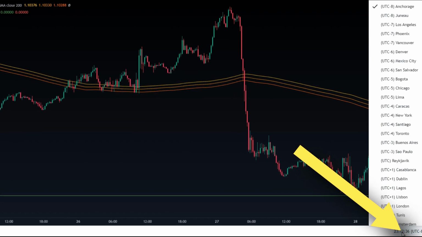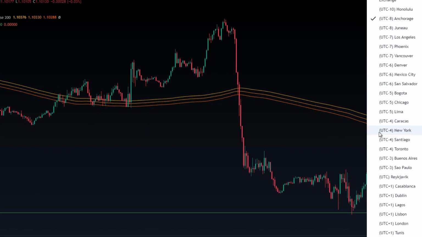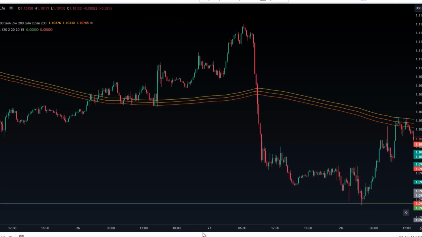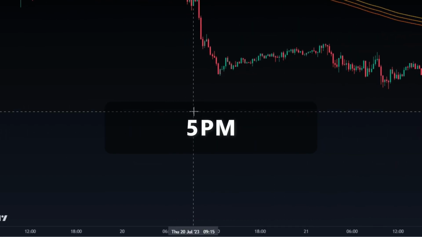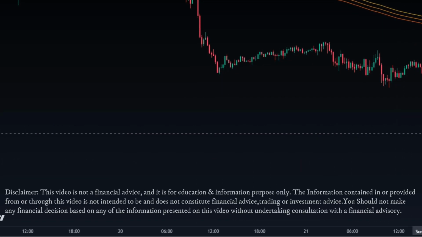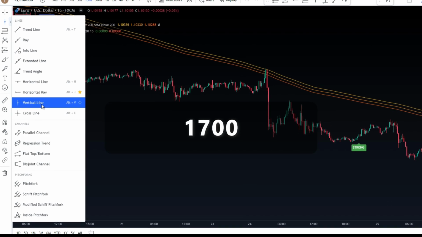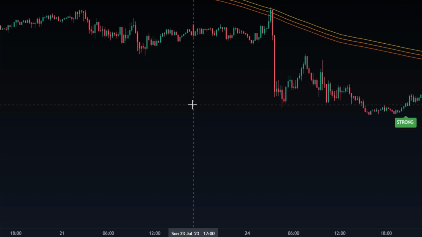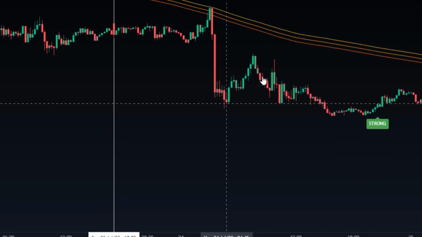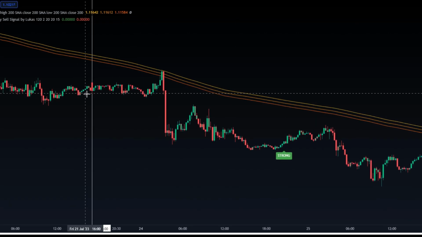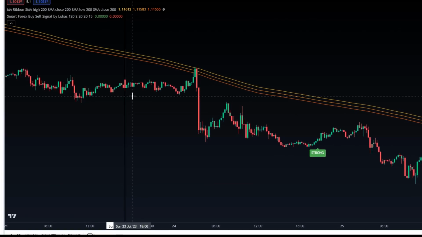For this strategy to work, we have to change the time zone to New York time, or -4 UTC for now and -5 UTC when there is no daylight saving. Once the time zone is changed to New York, our next step will be to mark 5 p.m. afternoon time on Sunday. If you are using 24-hour chart, it is going to be 1700. And once you found 5 p.m. time, make sure to mark it with the vertical line. And after that, I'm gonna grab a horizontal ray line and draw it exactly where the 5 p.m. line intersects with the TDE.